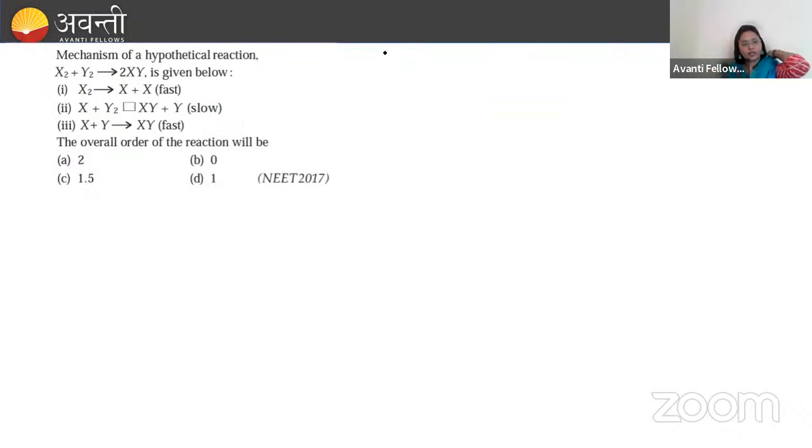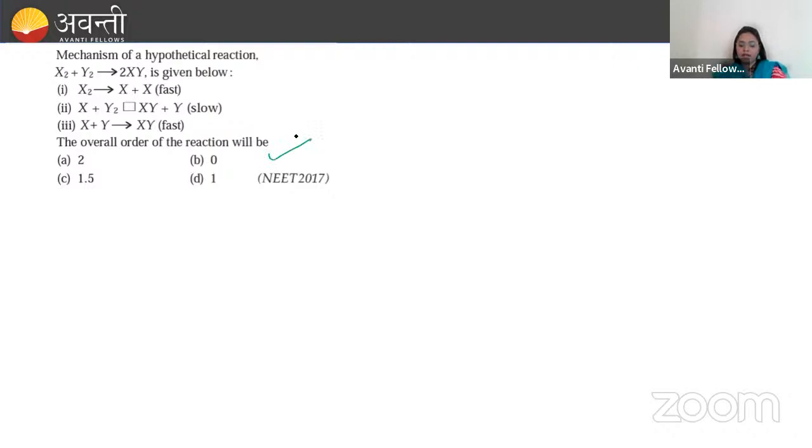Mechanism of hypothetical reaction. Here we have been given one hypothetical reaction, X2 plus Y2 gives 2 times XY, with a mechanism given below. One reaction is fast, the second reaction is slow, the next reaction is fast. The overall order of reaction will be?